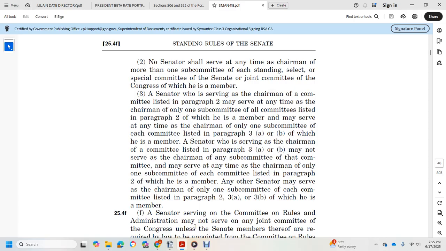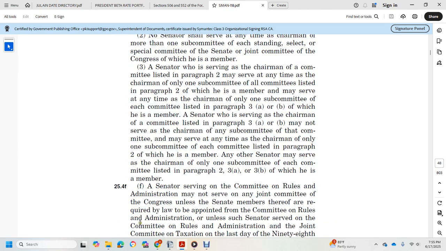A senator serving on the Committee on Rules and Administration may not serve on any of the joint committees of the Congress unless the Senate members thereof are required by law to be appointed by the Committee on Rules and Administration, unless the senator serves on the Committee on Rules and Administration and the Joint Committee on Taxation, through the last day of the 98th Congress.